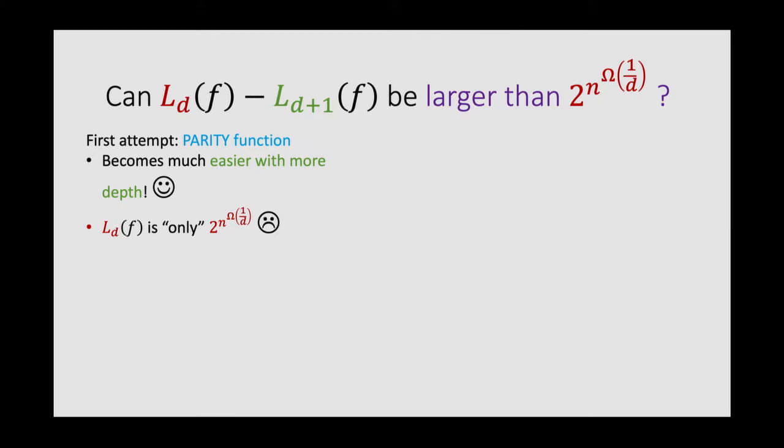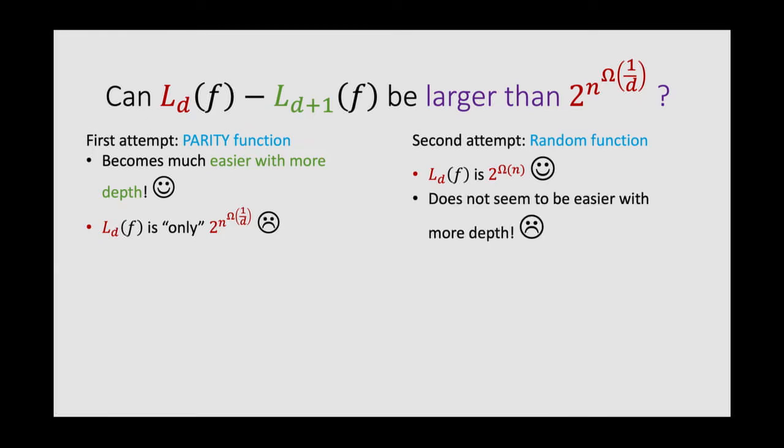Okay, well, maybe a random function works. Because I'm not asking you to come up with an explicit function that witnesses a large gap. I'm just saying, does there exist a function with this large gap? So what happens with a random function? Now it's really great. This random function is going to require large formulas, so this first quantity is going to be large. But it doesn't really seem that easy to use extra depth to compute random functions better.